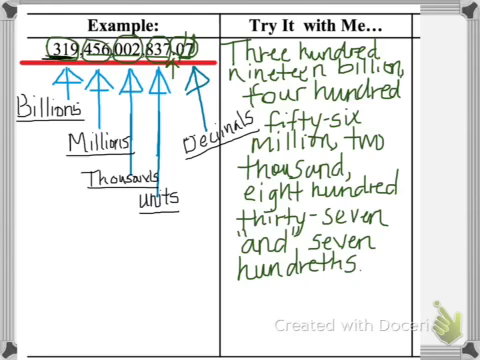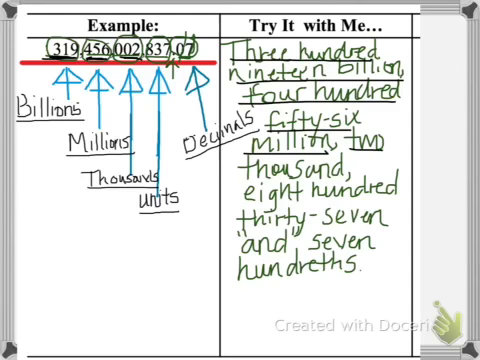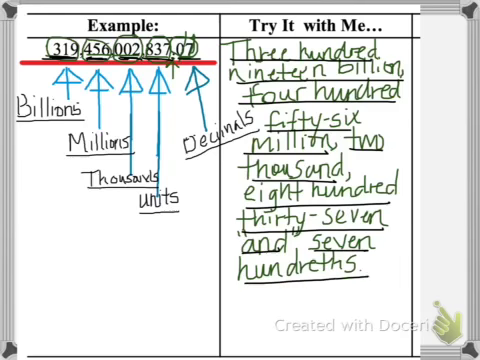We have 319 in the billions, so we'll put 319 billion. The next one is 456 million. Then the next is 2,000. The next one is 837 and 7 hundredths, meaning ending in the hundredths place. And that's how you take a number from standard form to written form.